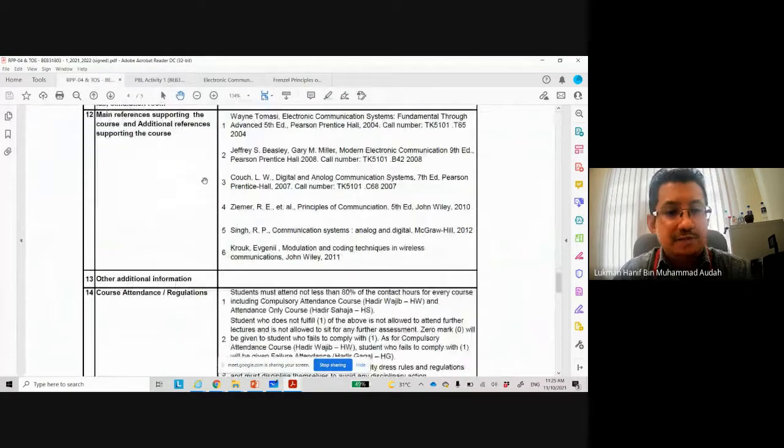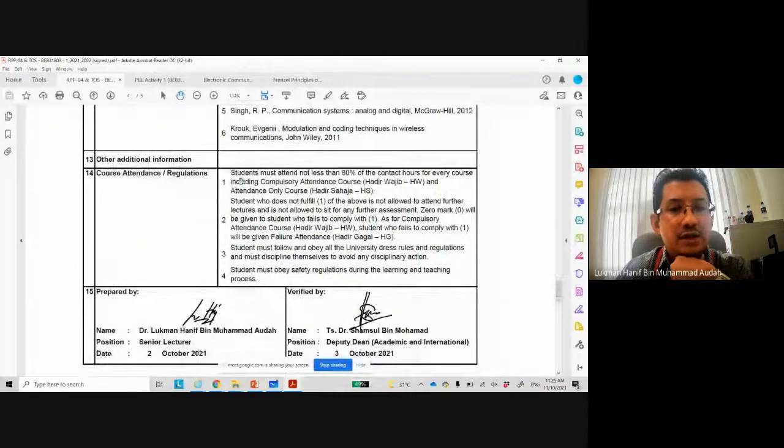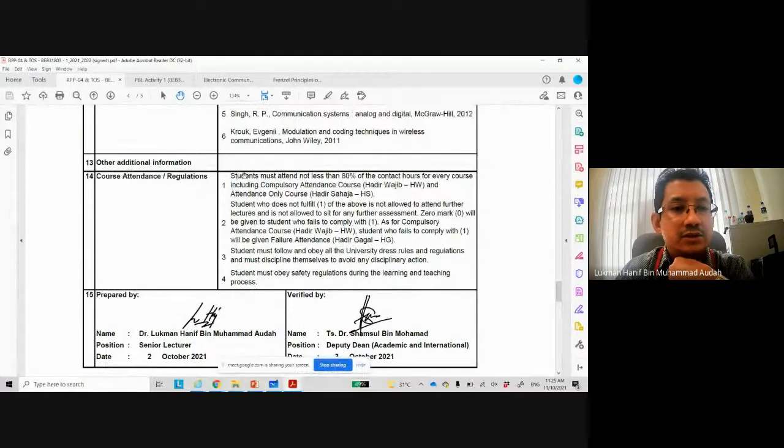Okay. So kejap. So kembali kepada sini, other additional information. So ini perhatikan ini. So students must attend not less than 80% of the contract hours for every course, including compulsory attendance course. Ini adalah peraturan akademik, bukan saya punya peraturan. That means you punya kehadiran perlulah 80% minimum. 80% means that you cannot absent without any evidence letters for 3 times, 3 kali berturut-turut, tidak boleh. Okay, sepatutnya pelajar tidak boleh absent 3 times. Okay, 3 times 3, 6, 9 jam, 9 jam daripada total adalah 20%. So sepatutnya dia tidak boleh absent sebanyak 3 kali.